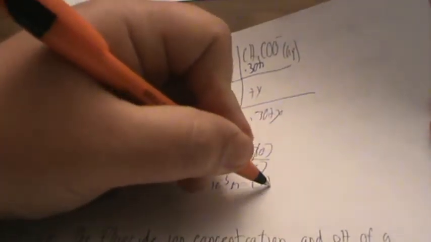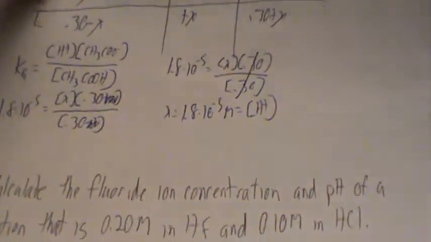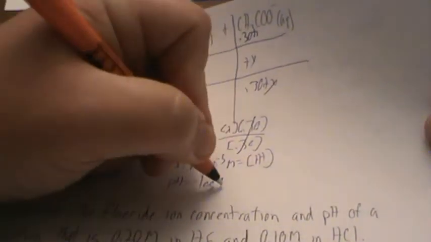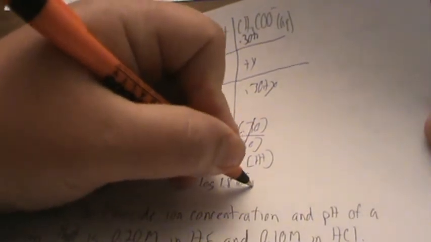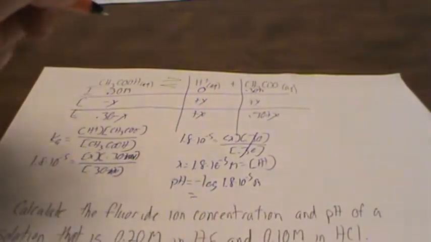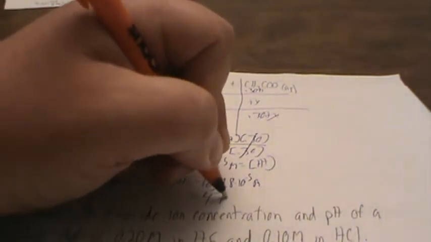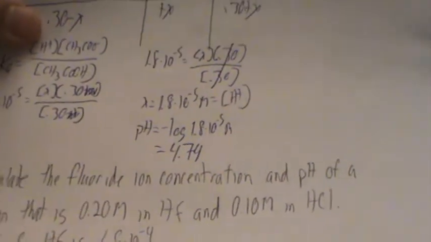And that is our hydrogen ion. So if we want to find the pH, it's the negative log of 1.8 times 10 to the negative fifth molar, and that comes out to be 4.74.